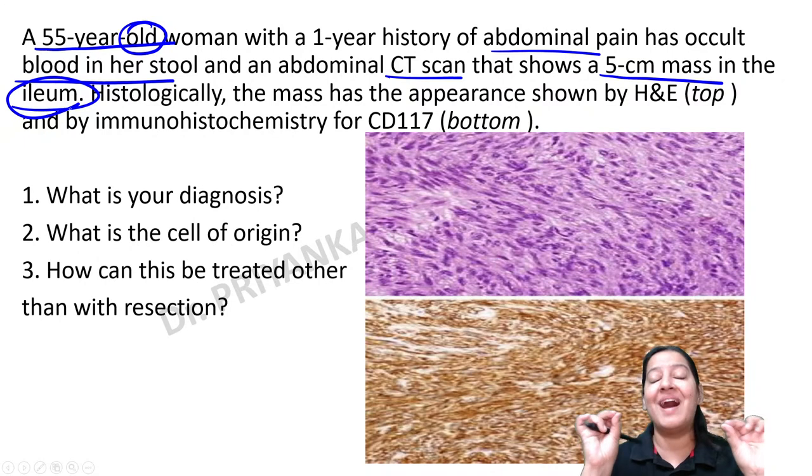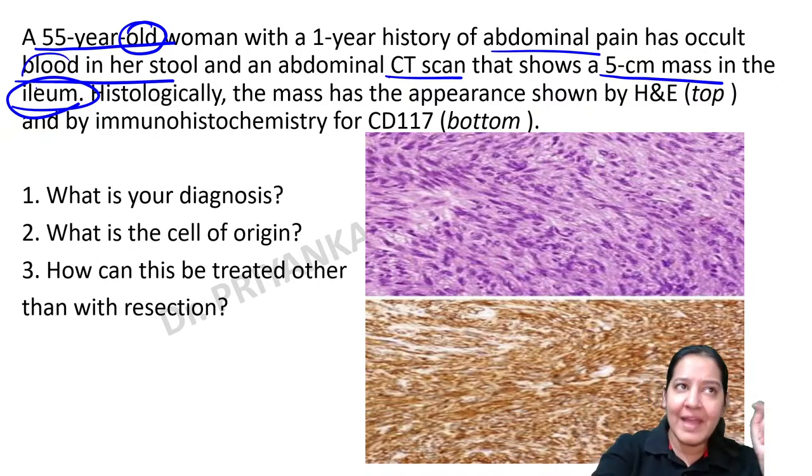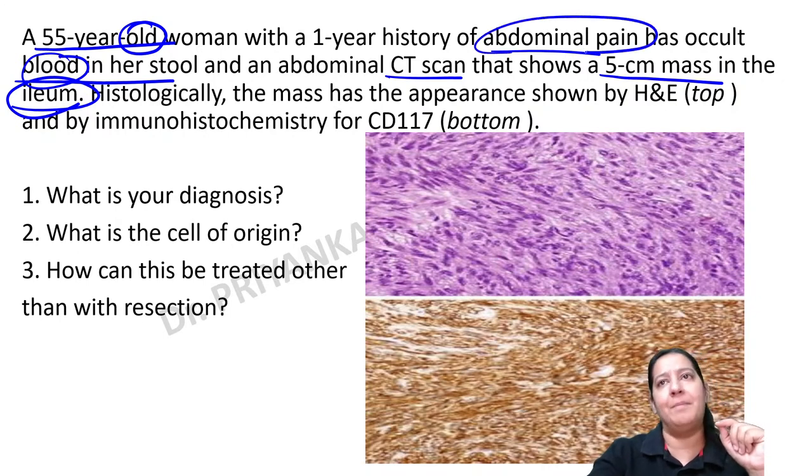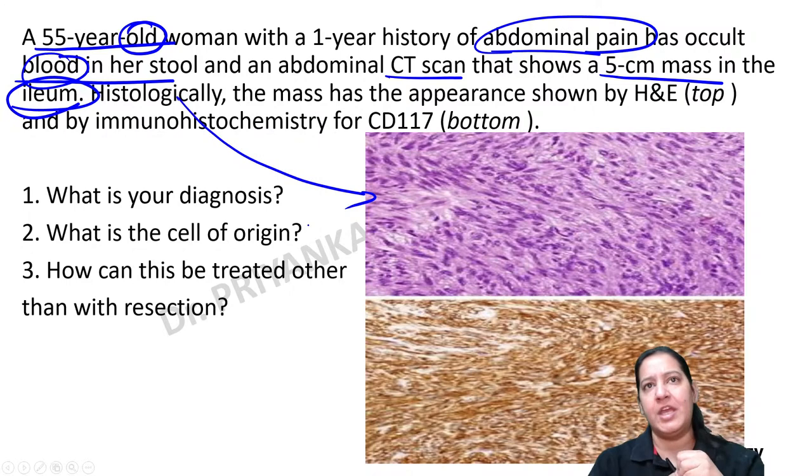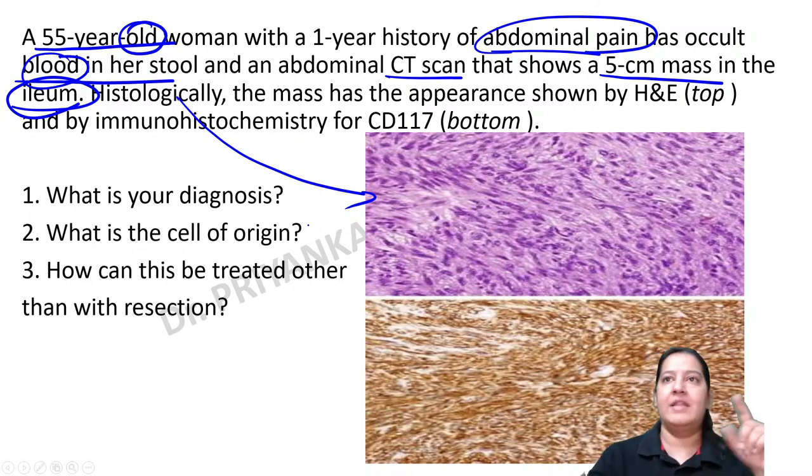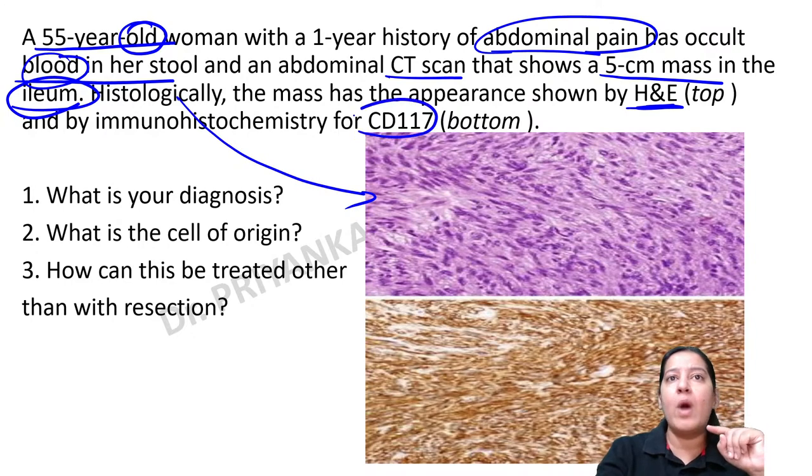So there is an intestinal tumor, which is causing bleeding in the stool and abdominal pain in an old lady. So this is the histology, H&E of the tumor. The H&E of the tumor is shown at the top, and immunohistochemistry of CD117.